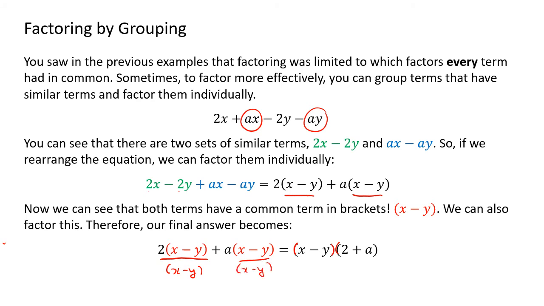So if you do that, the x minus y's cancel on both of them, because you factored them out. And you're left with just 2 in the first expression and a in the second one. So it becomes x minus y times 2 plus a. This is the form that you're going to see most often for factoring when we talk about trinomials, which is the third of our factoring lessons, and then in our next unit when we talk about quadratics.